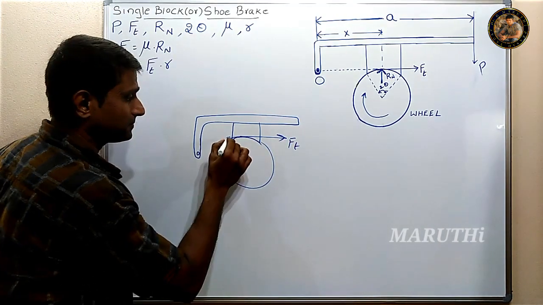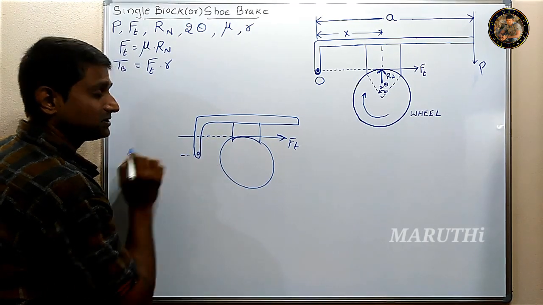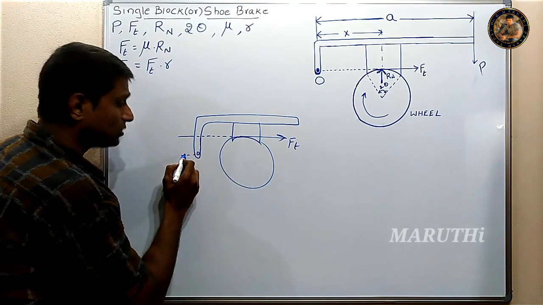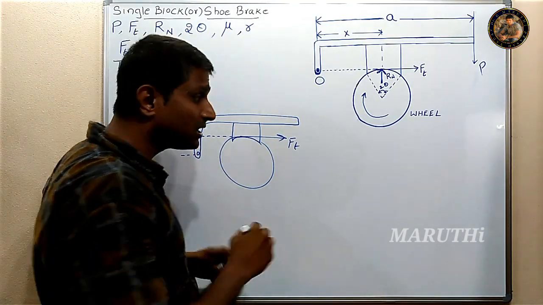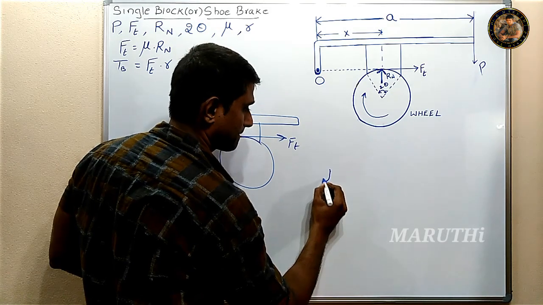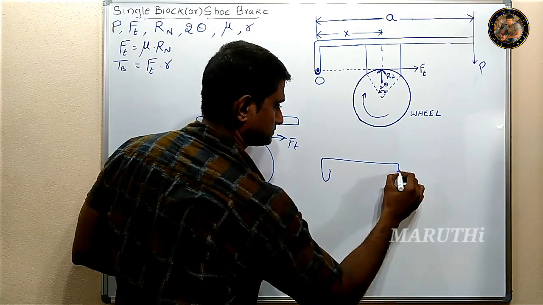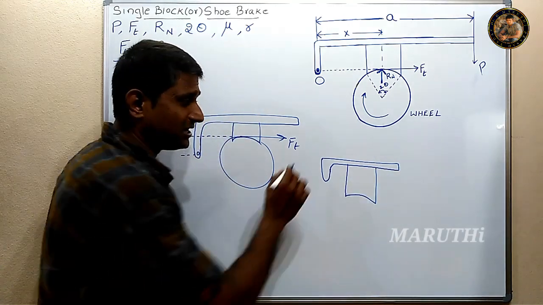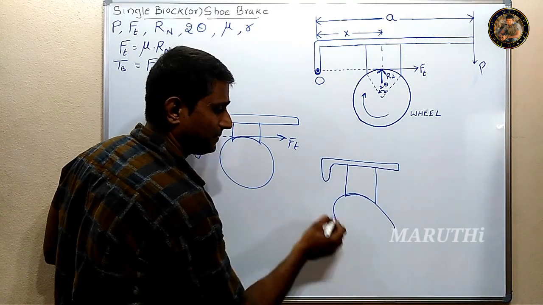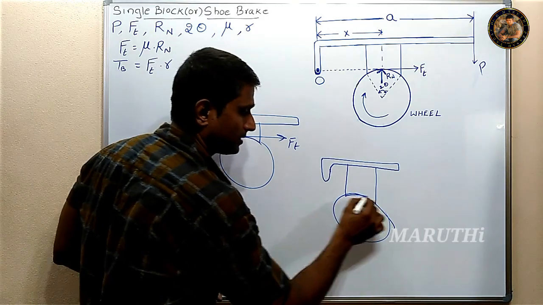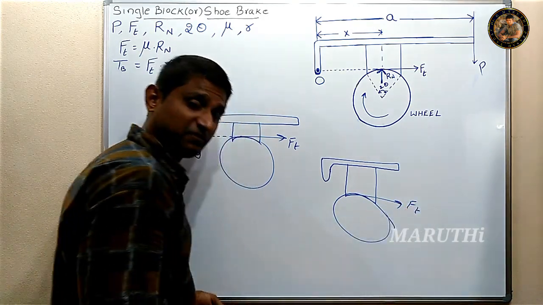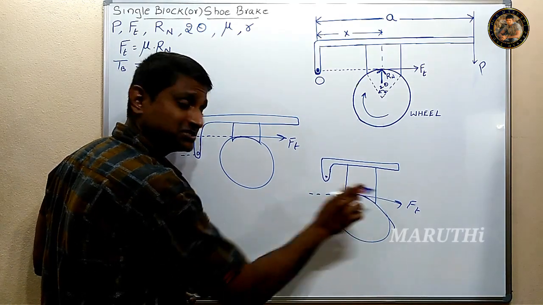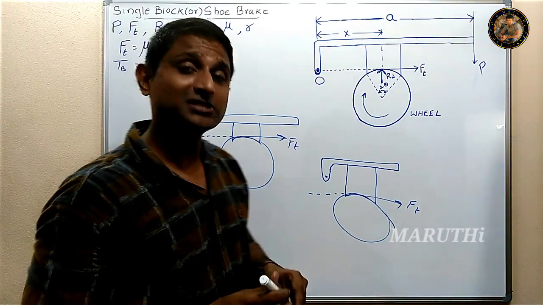So what happens? See here, the line of action of frictional force is passing through a distance above the fulcrum. So this is the second case. And third case is, if this is the lever and shoe, and this can be brake drum, and here can be frictional force. So the line of action of frictional force is below the fulcrum. So these are the 3 cases.